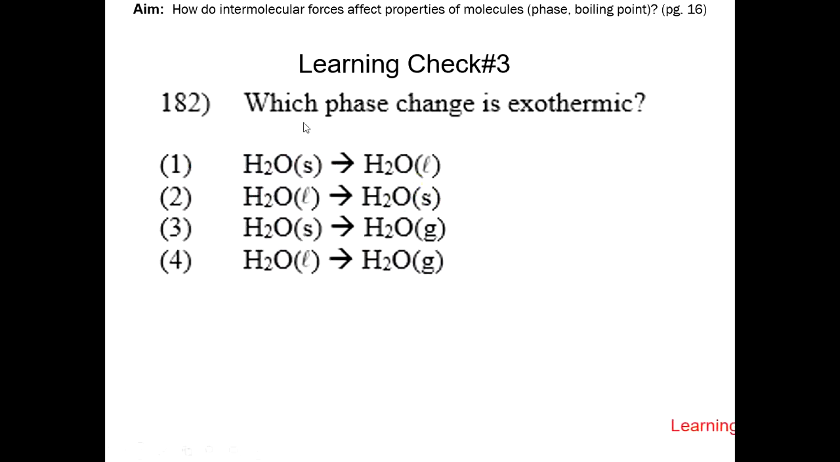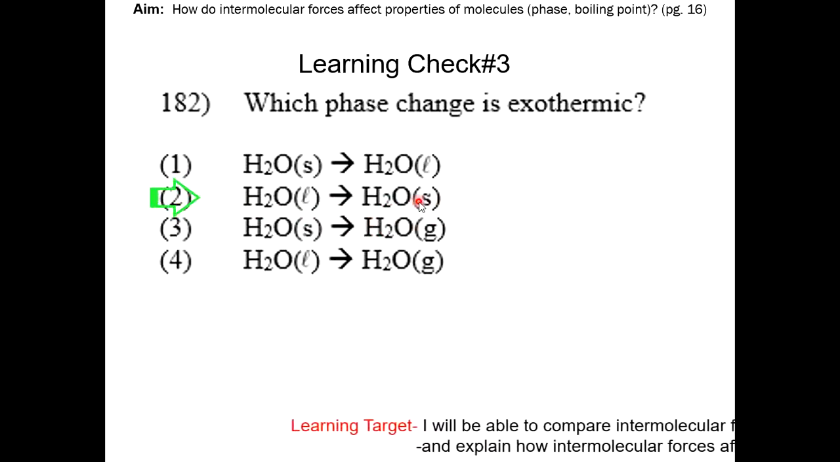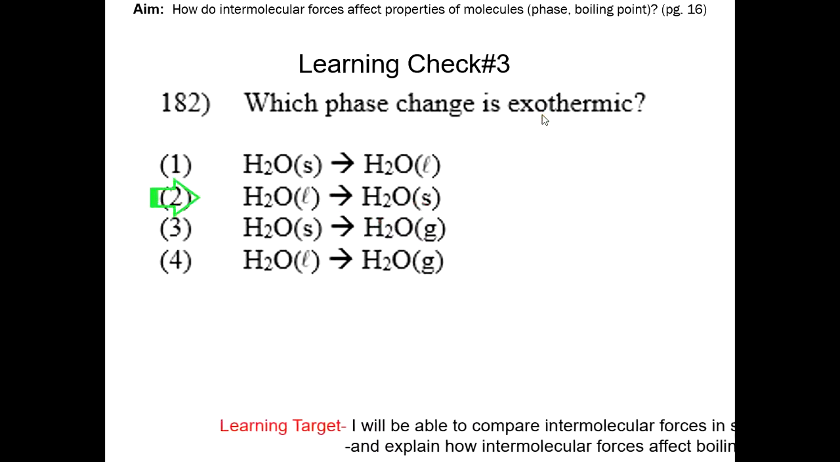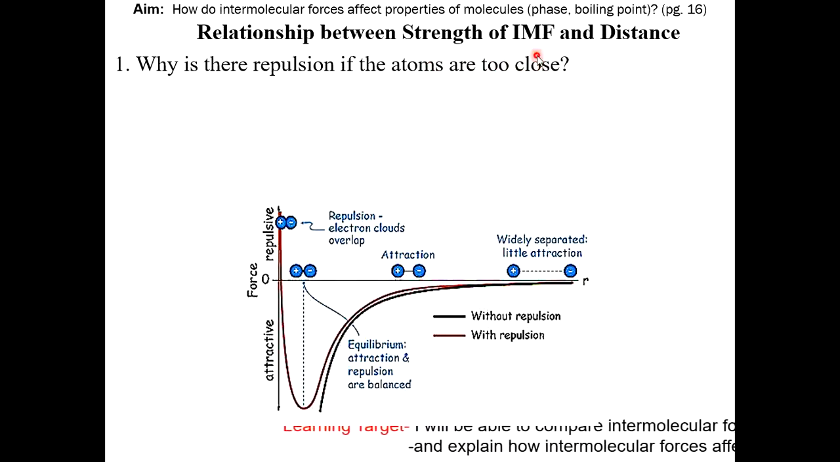Learning check number 3. Which phase change is exothermic? Pause the video and resume once completed. So which process releases energy? That would be choice 2. Why? Because water in the liquid state moves faster than water in the solid state, so energy must have been lost or released into the environment. That's why it's exothermic.